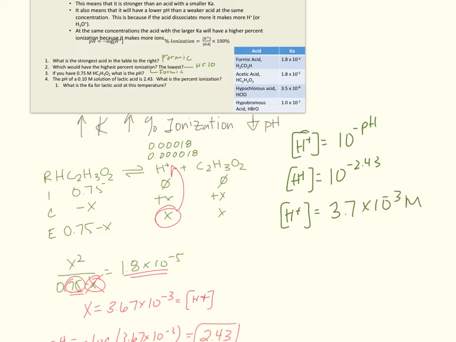And so then again, to find the percent ionization, I'm going to take my H and divide by the acid concentration that we started with times 100. And so percent ionization will be equal to 3.7 times 10 to the negative third divided by 0.1 times 100. And so that's going to be 3.72%.